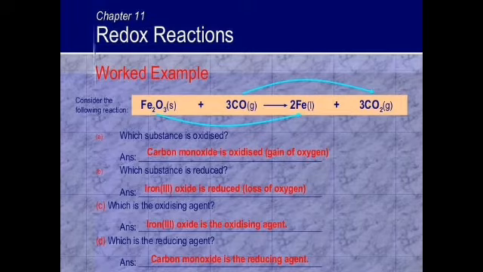Which is the oxidizing agent? Iron oxide is the oxidizing agent because it gives oxygen. Which is the reducing agent? Carbon monoxide is the reducing agent because it gains oxygen.